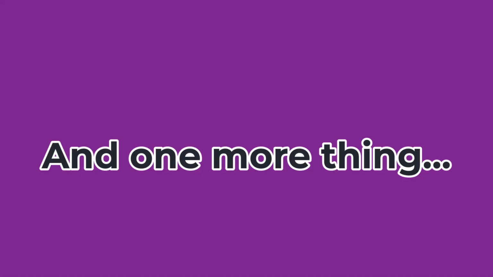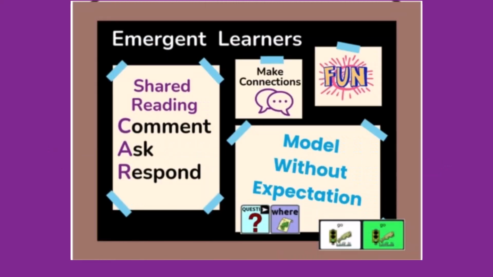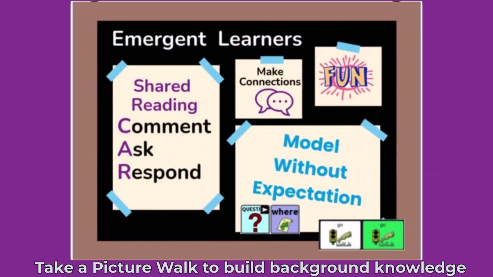And one more thing. If you are reading with emergent learners, use the shared reading strategy. Read the text on the page and then stop to make a comment, ask a question, and respond to your AAC reader. Make connections between what they say and the story. Model without any expectation and see what happens.